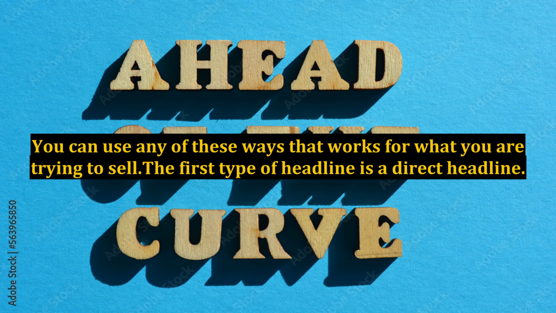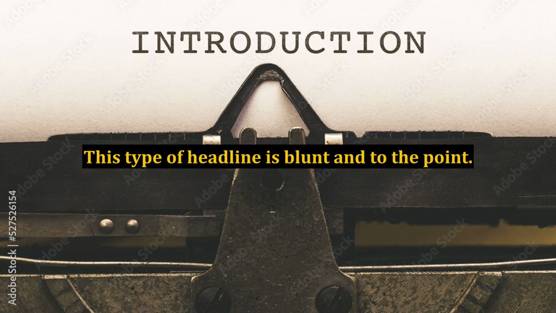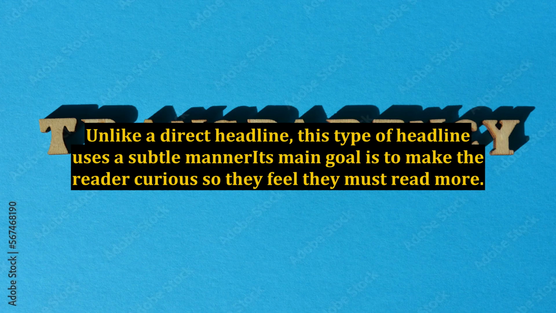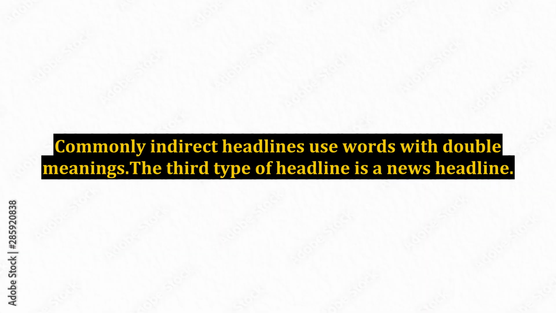The first type of headline is a direct headline. This type of headline is blunt and to the point. The reader should clearly know what is being sold and what the great offer is just by reading it. The second type of headline is an indirect headline. Unlike a direct headline, this type of headline uses a subtle manner. Its main goal is to make the reader curious so they feel they must read more. Commonly, indirect headlines use words with double meanings.